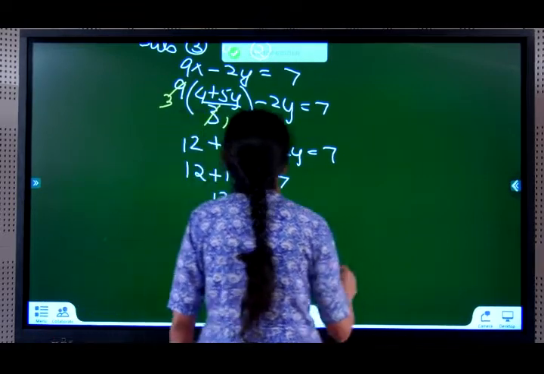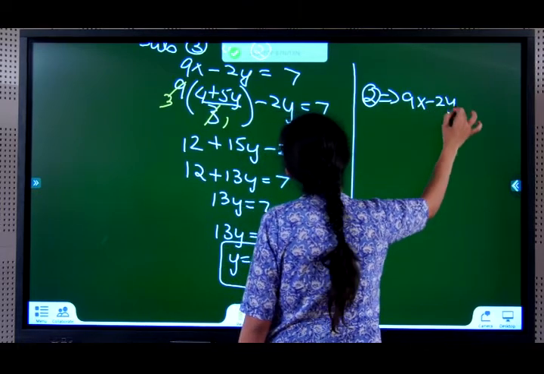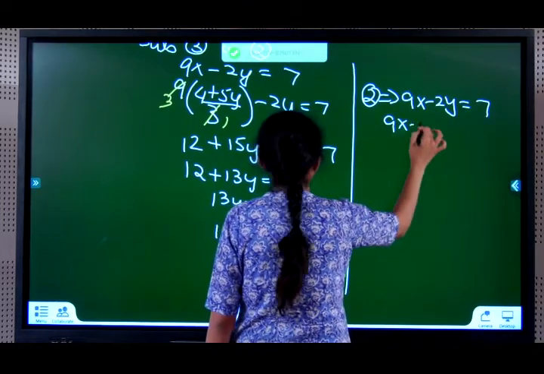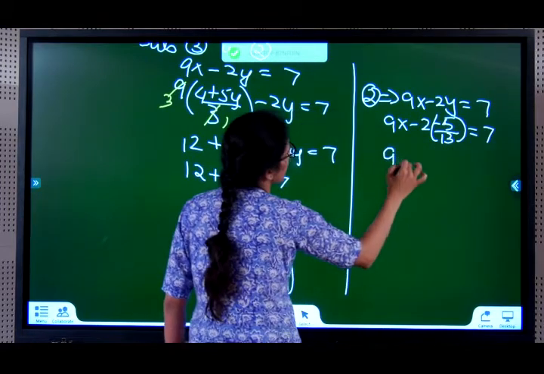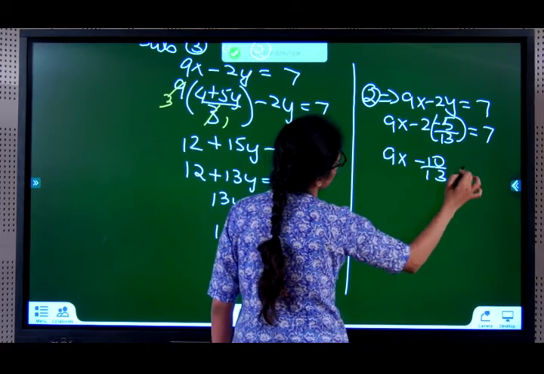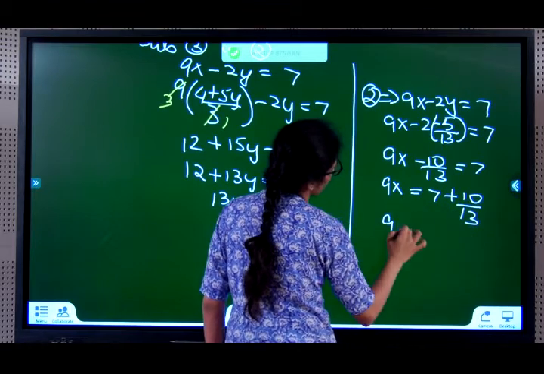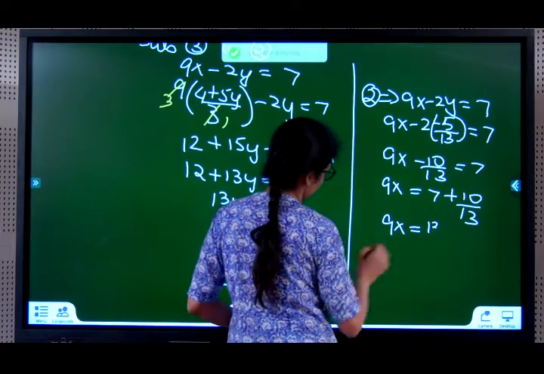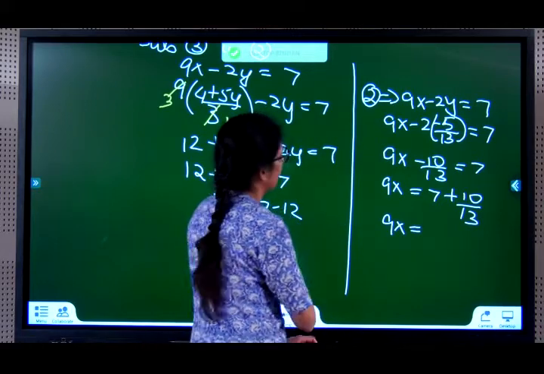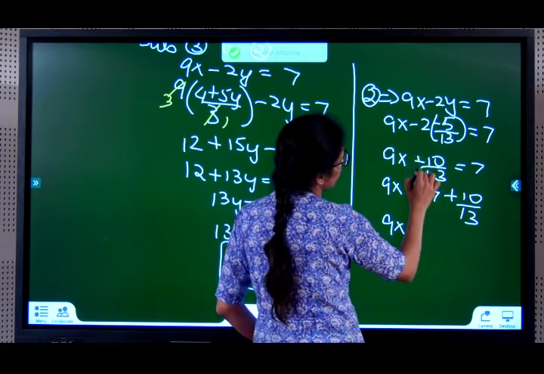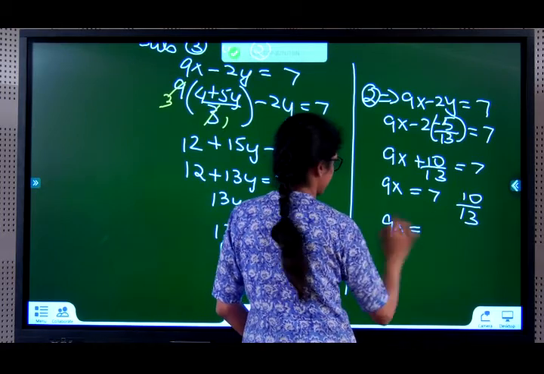Use any equation to get the answer now. Using equation 2, 9x minus 2y is equal to 7. 9x minus 2 into minus 5 by 13 is equal to 7. 9x minus 10 by 13 is equal to 7. 9x is equal to 7 plus 10 by 13. Minus 2 into minus 5 is plus 10. When plus 10 comes this side, this is minus. Please be careful with your signs.